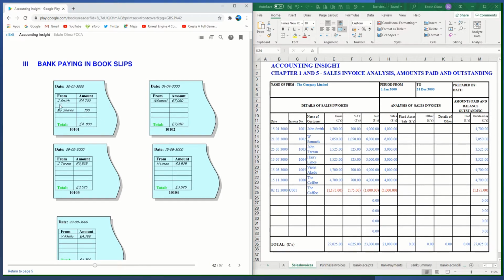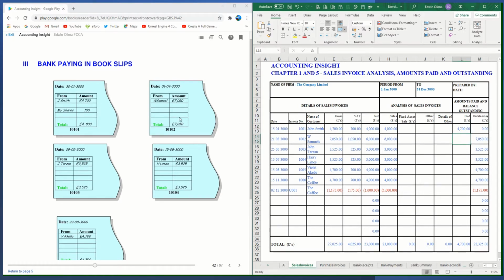So the first one is John Smith. He paid in £4,700 and we'll update his listing here. So we got a column here that says paid, and we put in 4,700. Now in here I'm using Excel and it's got a formula. Once you update the paid amount, the outstanding balance goes to 0. So we've updated that one.